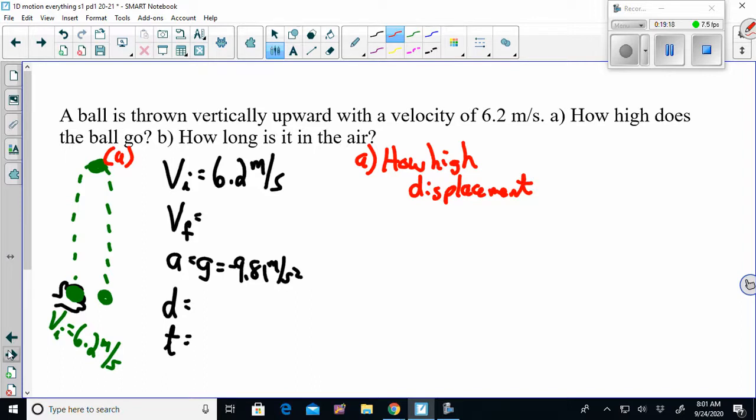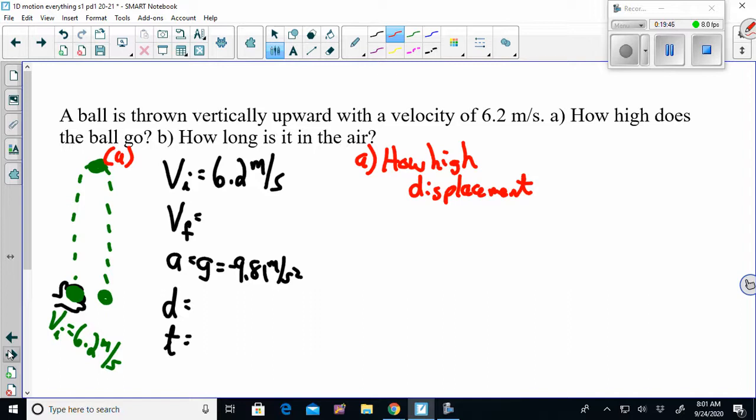What also happens to the ball at the top of the toss? I'm going to ask you this question. What happens to the ball at the top of the toss? It comes back down. Okay, but at the very top, what happens to it? Yes, it has to stop briefly at the top, right?